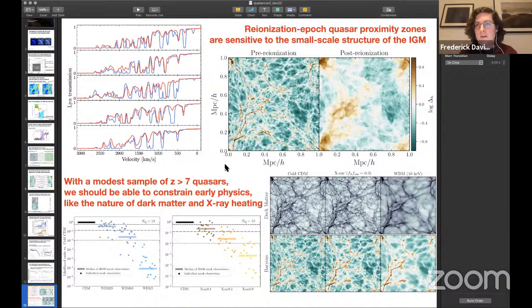And so then it just becomes a matter of interpretation of which do you prefer: that cold dark matter isn't real, or that the universe is X-ray heated?